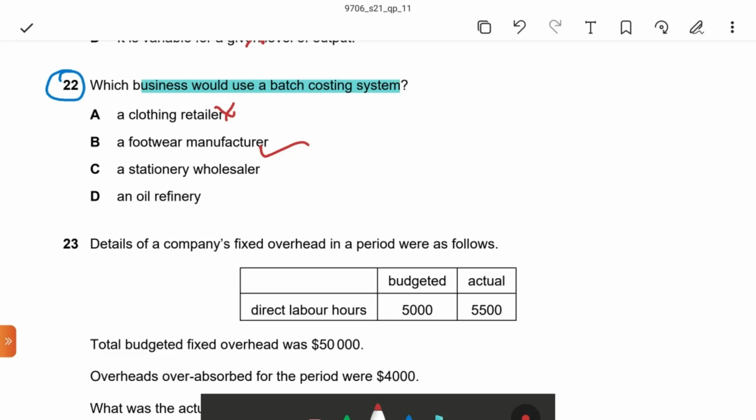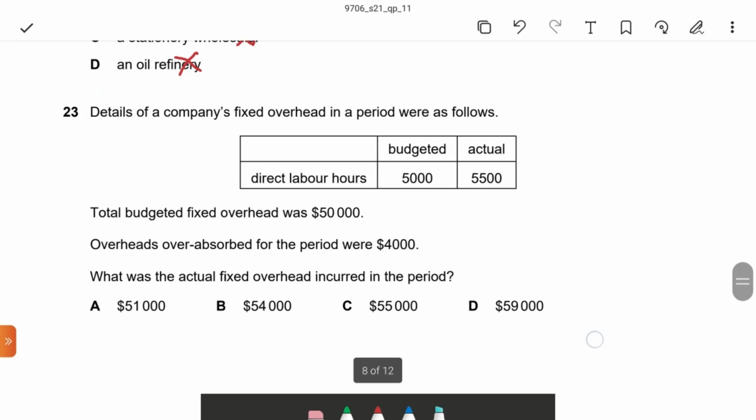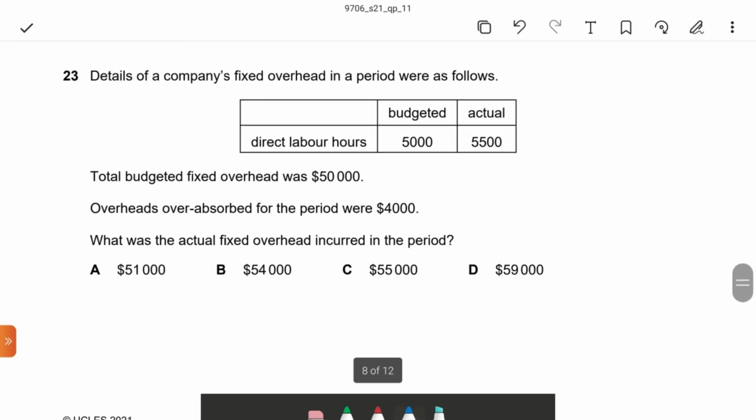Let's see the other answers. Stationery wholesaler? No. Oil refinery? No, never. B is the correct answer. Next, 23.